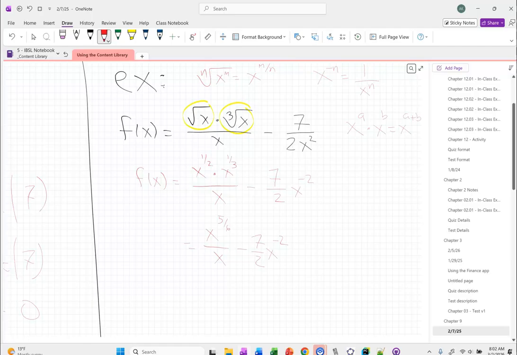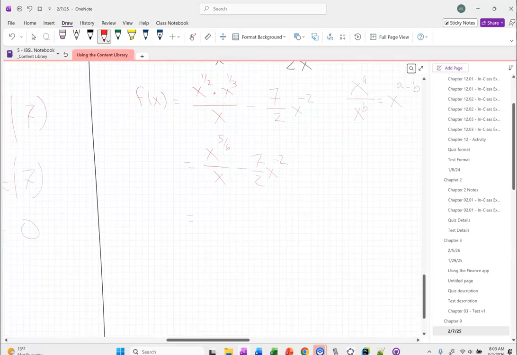All right. And then I still have this fraction, x to 5/6 over x. What am I going to do with that? Subtract and get x to the negative 1/6. Yeah. Right, we have that property of exponents. Okay.